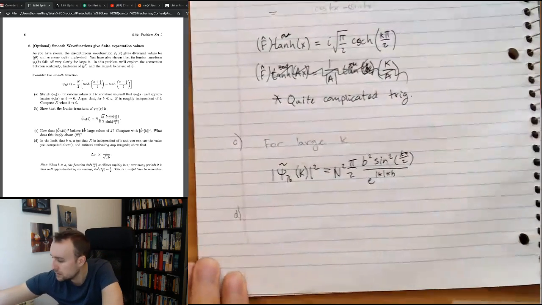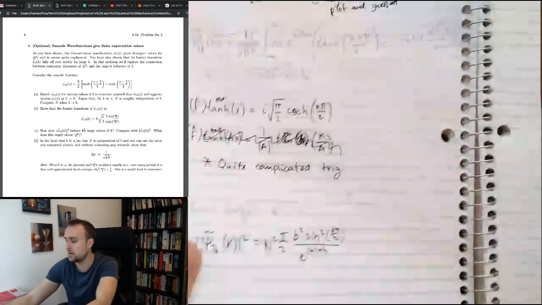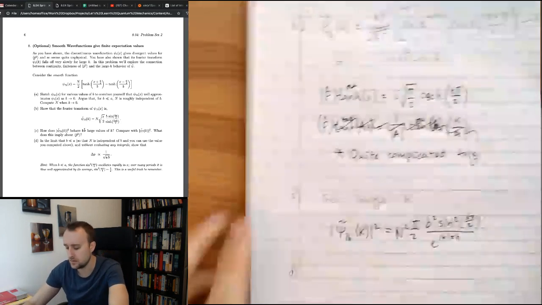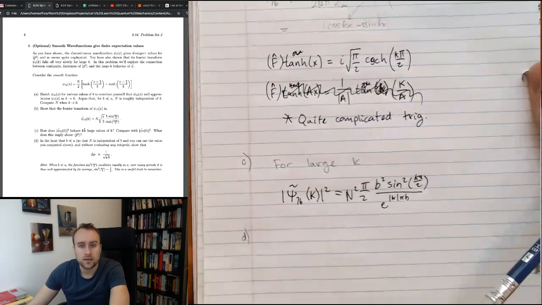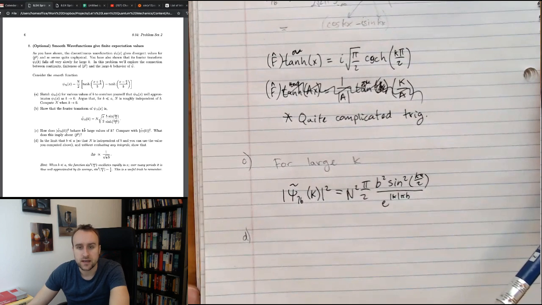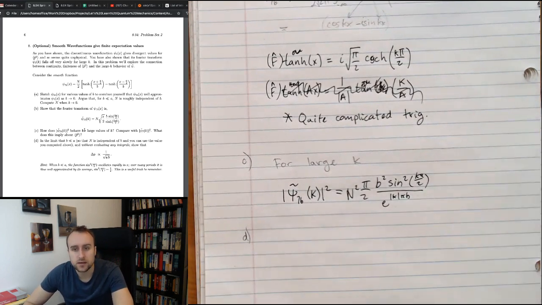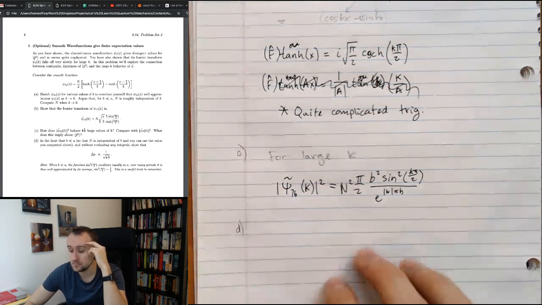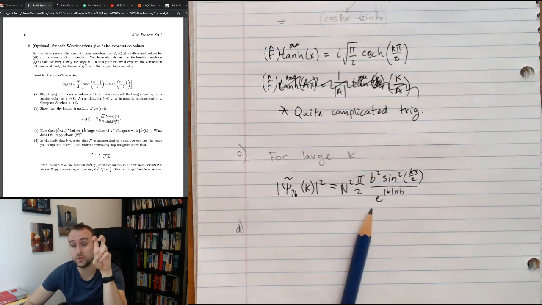Oops, I'm knocking over my thing here. In the limit that b is much, much less than a, so that n is independent of b, and you can use the value computed above without evaluating an integral, show that it is roughly proportional to 1 over the square root of ab. So we computed this.